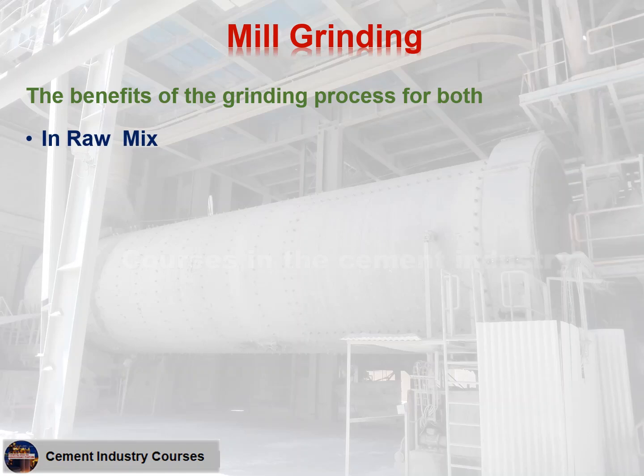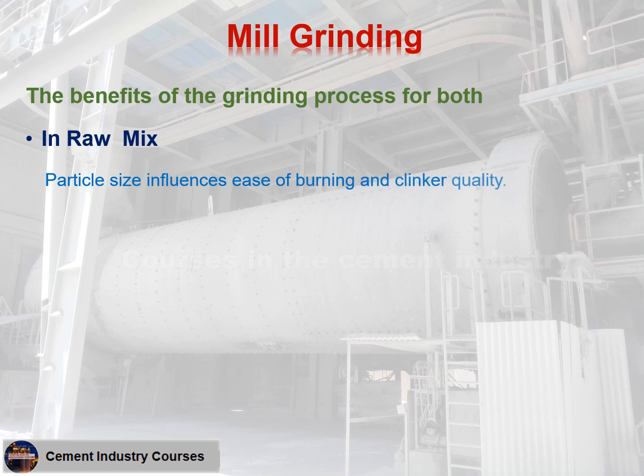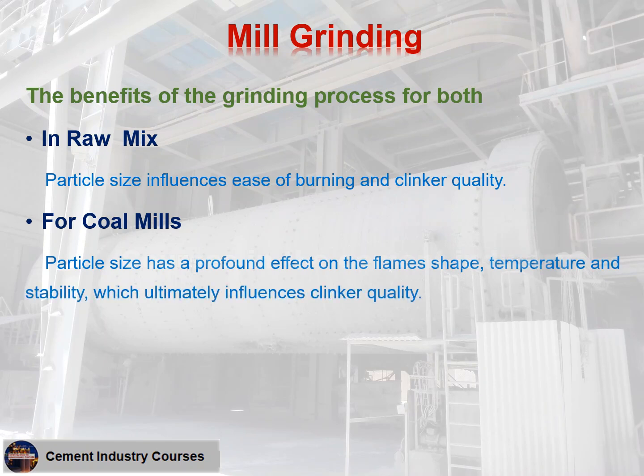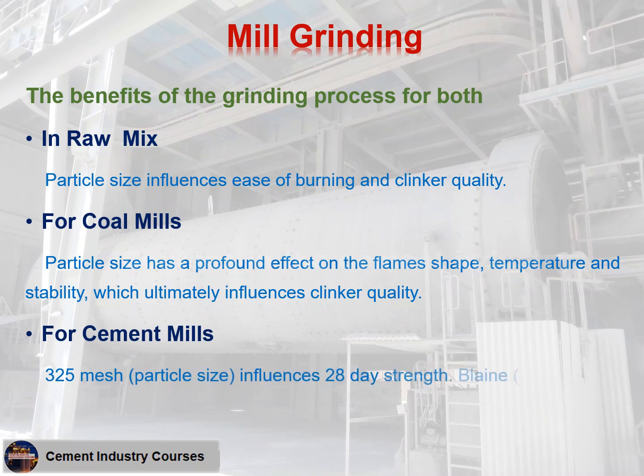The benefits of the grinding process for both. 1. In raw mix, particle size influences ease of burning and clinker quality. 2. For coal mills, particle size has a profound effect on the flame's shape, temperature, and stability, which ultimately influences clinker quality. 3. For cement mills, 325 mesh particle size influences 28-day strength. Plane, surface area, influences 3-day strength.